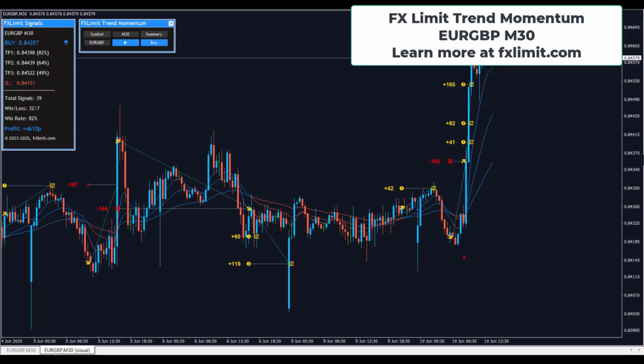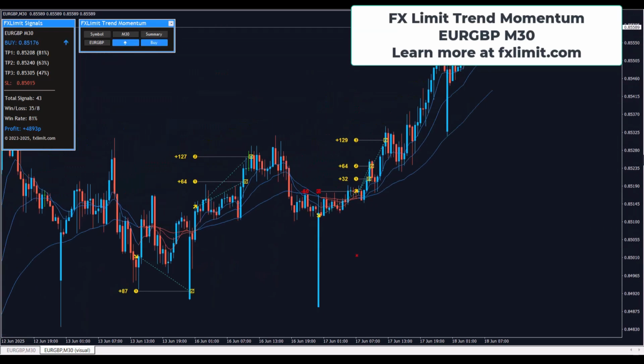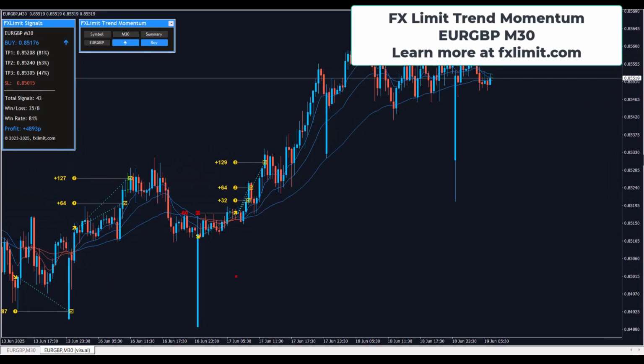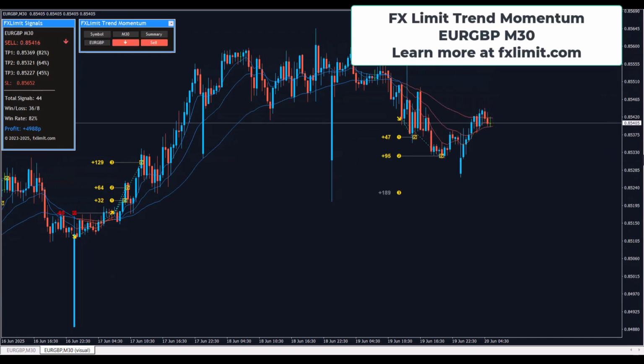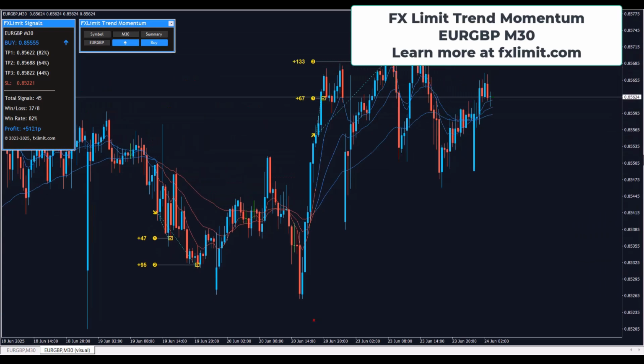From a technical perspective, this pair tends to respect support and resistance levels well, making it a good candidate for trend-following strategies. On the M30 timeframe, traders can capture intraday trends while still filtering out a lot of the smaller market noise that appears on lower timeframes.